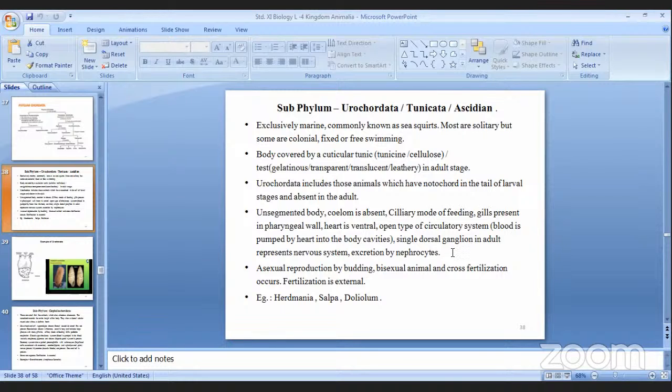Then a single dorsal ganglion in the adult represents the nervous system, and excretion is by nephrocytes. Nephro indicates excretory products and cytes indicates cells, so nephrocytes are a special type of cells. Then reproduction: asexual reproduction takes place by budding. It is a bisexual animal and cross fertilization occurs. Fertilization is external, right? Examples given are Herdmania, Salpa, and Doliolum.